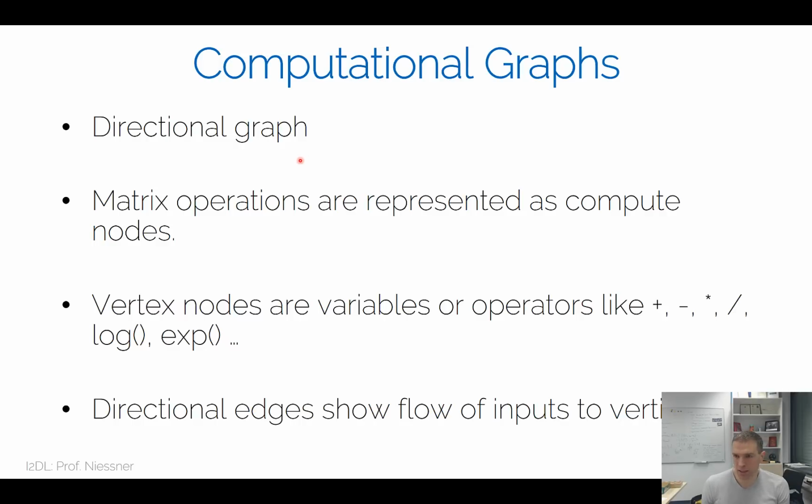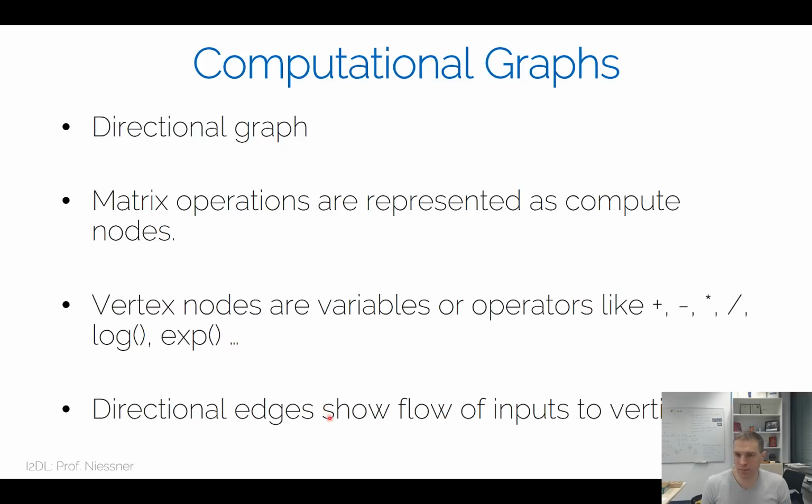Operations are typically represented in the nodes. So every node does a certain operation. In practice, these operations are certain matrix operations. And then vertex nodes are variables and operators like plus, minus, multiplication, division, logarithm, exponent, stuff like that. And then the directional edges show the flow between those nodes, between those vertices, right?